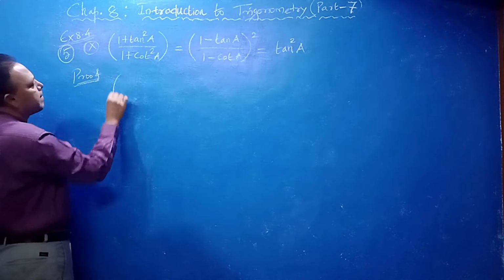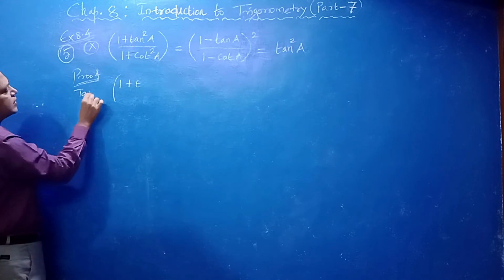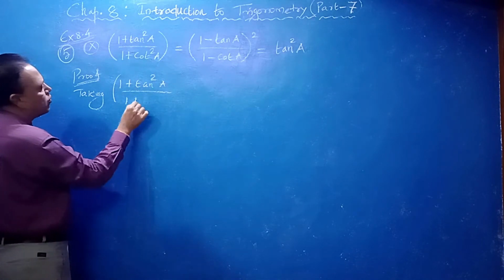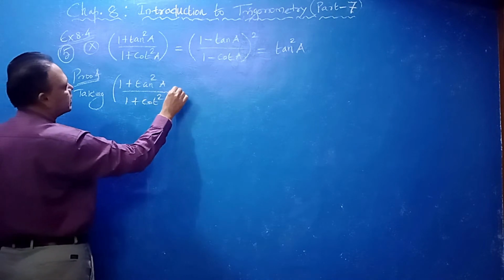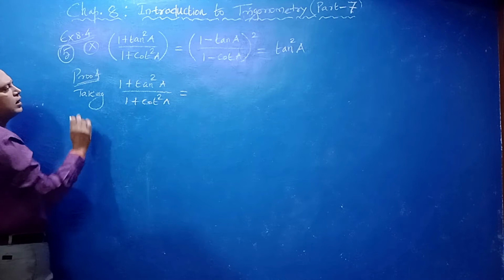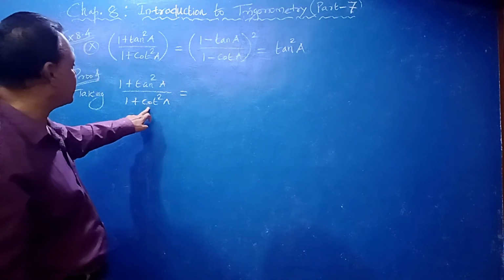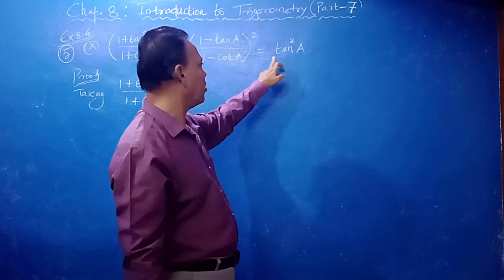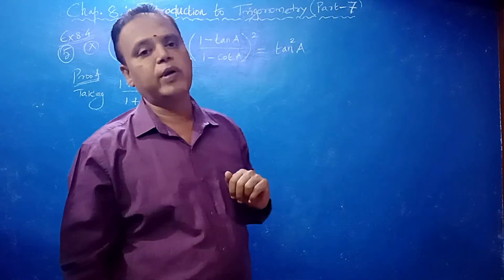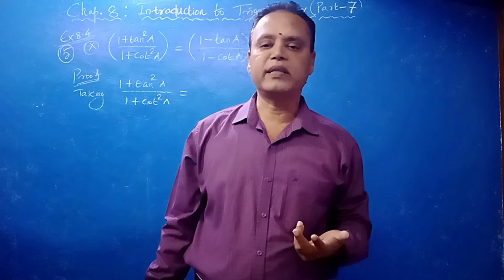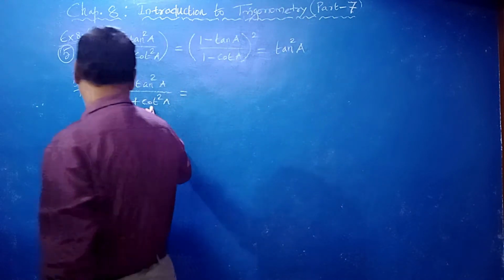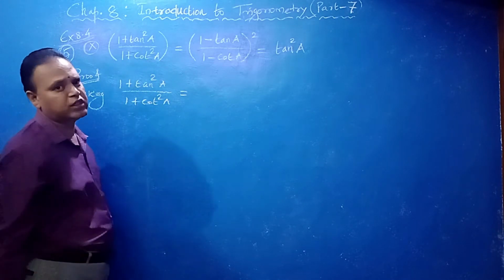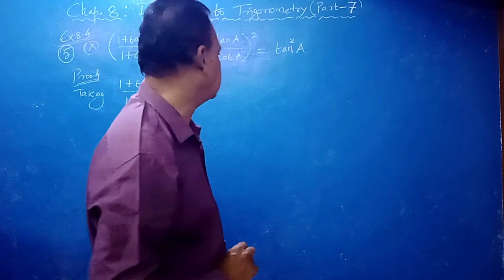Take the first one: (1 plus tan squared A) by (1 plus cot squared A) is equal to, now see, I am going to change this cot, because in the right hand side we have to bring tan squared A. In the third quantity we have tan squared A, okay? So you have to bring tan squared A. For that you have to change this cot as tan. So what is cot reciprocal? 1 by tan.